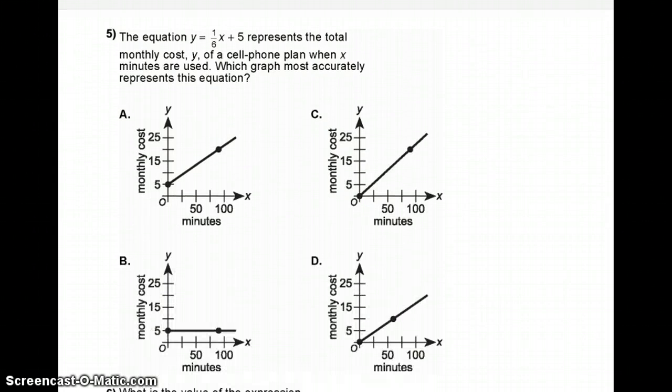Number 5, the equation y equals 16x plus 5 represents the total monthly cost, y, of a cell phone plan when x minutes are used. Which graph most accurately represents this equation?